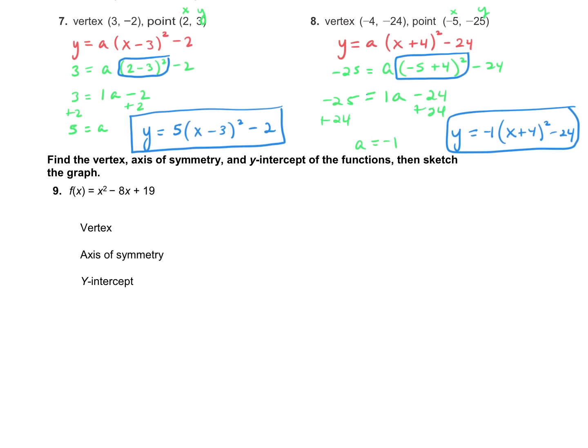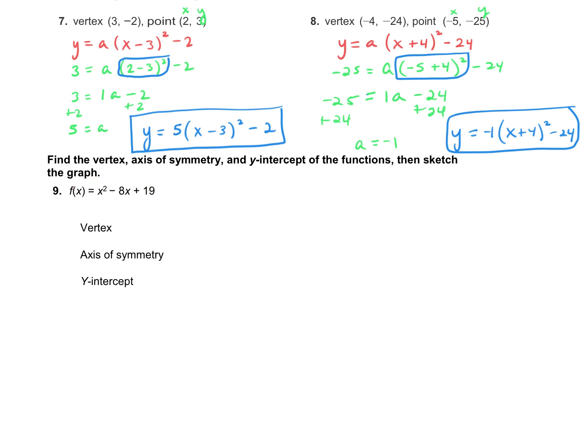All right, last problem for this first page. Find the vertex, axis of symmetry, and y-intercept of the function. Then sketch the graph. Well, I didn't really provide you with a graph, so maybe we could just draw a sketch. This is vertex form up here. Now we're switching to standard form.